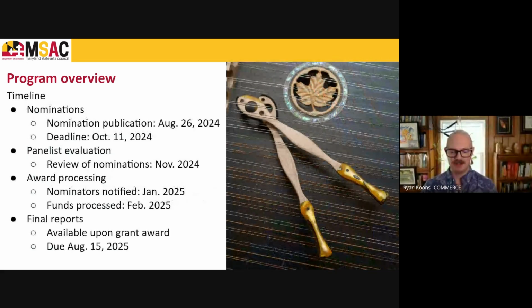This is a timeline of this current cycle of the Heritage Award. The nomination publication will be next Monday, August 26th, and we will be accepting nominations until Friday, October 11th. Panelists will review the nominations in November 2024, and nominators and awardees will be notified in January, and funds to awardees will be processed in February. And of course, because it's a grant, there's always going to be a final report. Final reports are designed to be a light lift. I tell folks to try not to take more than 45 minutes to an hour maximum, and the deadline for that in this current cycle is August 15th, 2025, a year from now.